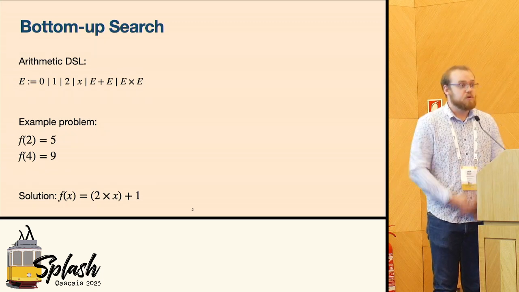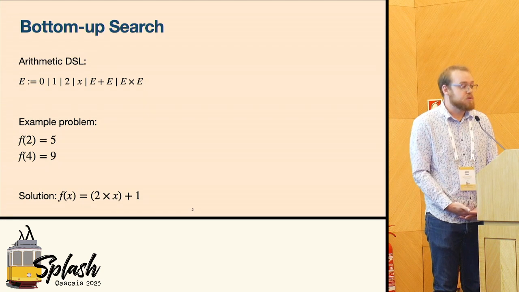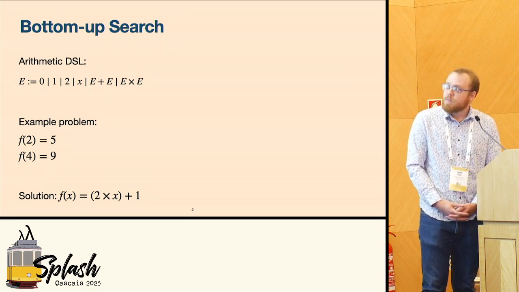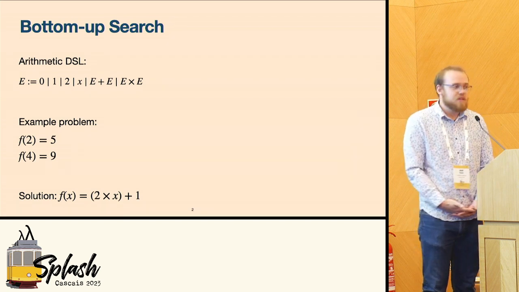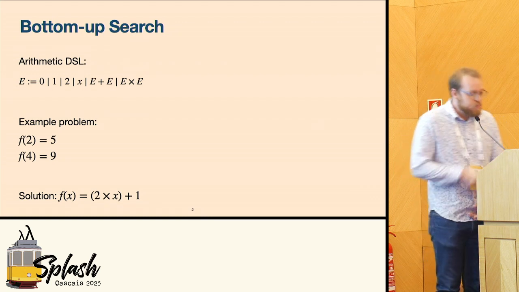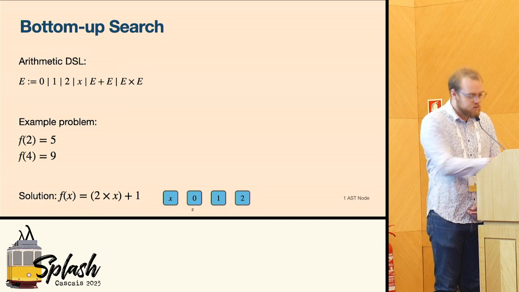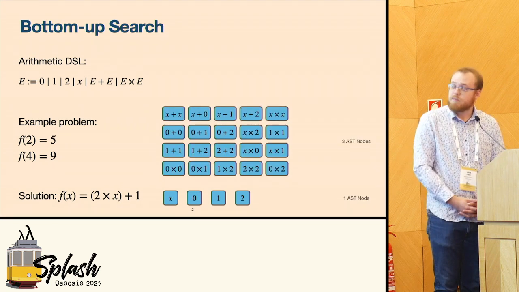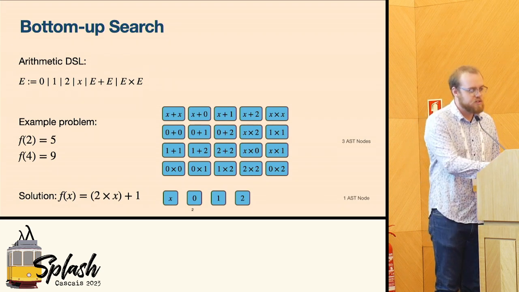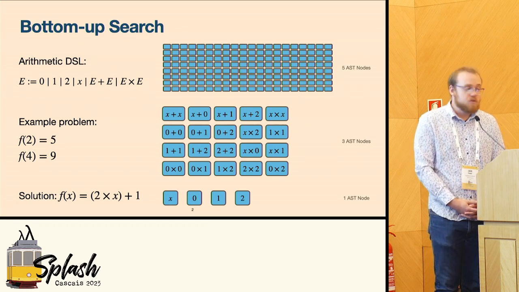Before I start telling you about the things that are new, I want to do a brief recap of synthesis with bottom-up search. So here we have a little arithmetic DSL specified by a grammar E, and we'd like to find a function f that satisfies some input-output examples. The simplest thing we can do is to just start enumerating programs, starting from small programs, and building larger and larger programs by composing the programs that we've already found together using the operators in our DSL. This works just fine. The downside is, of course, that the space grows very quickly.